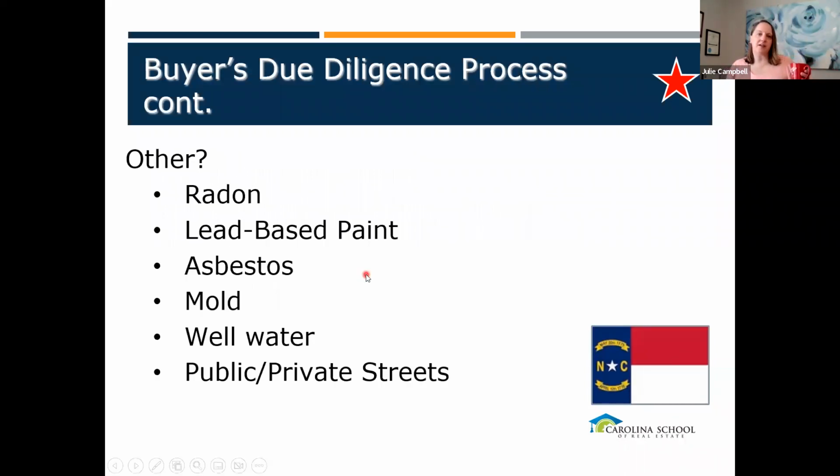And then there's other things that the buyer may want to have considered, inspected, or investigated. Do they want to have the property tested for radon? If it was built prior to 1978, do they want to have the lead-based paint tested? Do they want to look into asbestos? Are there issues with mold? Is it on a well? If so, they may want to consider having a well water test.